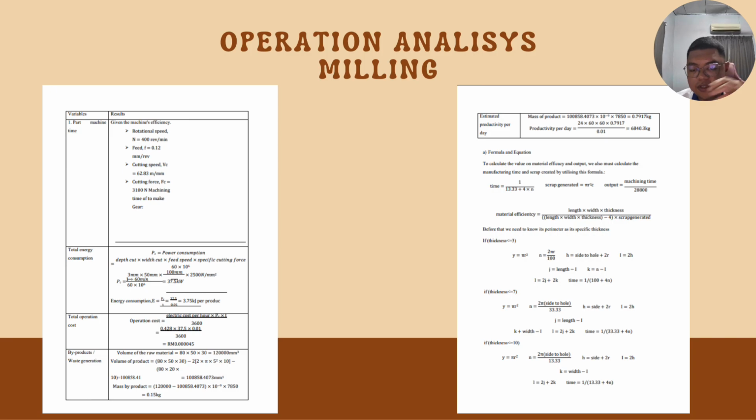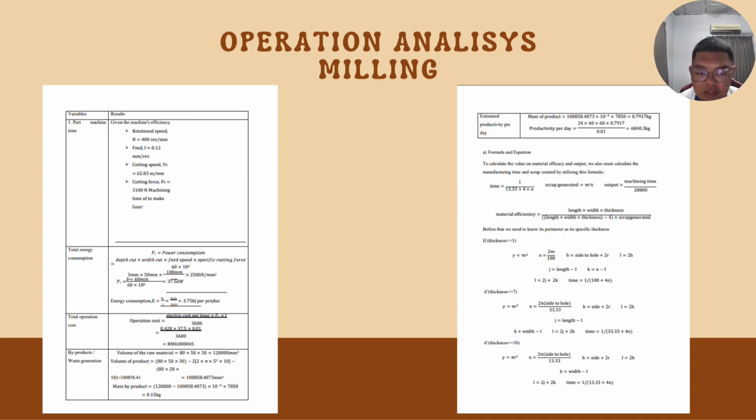Okay. The first point is part machine time. What we can list in this part is the rotation speed, 400 revolutions per minute, and the feed is 0.12 millimeter per revolution. Cutting speed is 62.83 meter per minute, and the last one is cutting force, 3100 Newton. That is the machining time to make a gear.